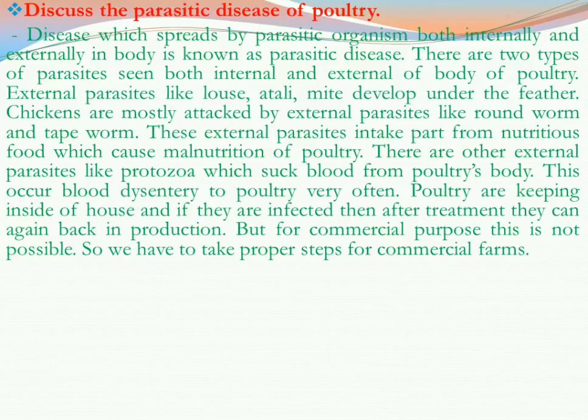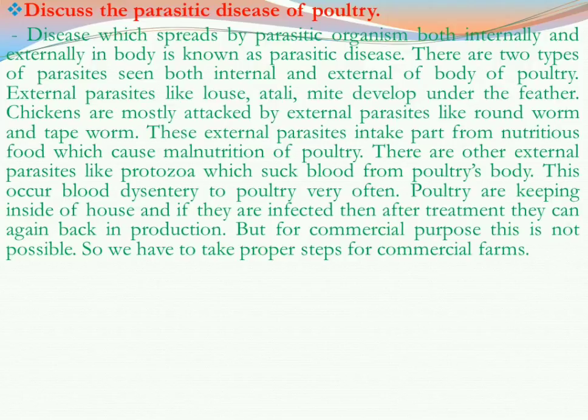External parasites like louse and mite develop under the feather. Chickens are mostly attacked by external parasites. Then there are internal parasites like roundworm and tapeworm. These internal parasites intake part of the nutritious food, which causes malnutrition of poultry. There are other internal parasites like protozoa, which suck blood from the poultry's body.